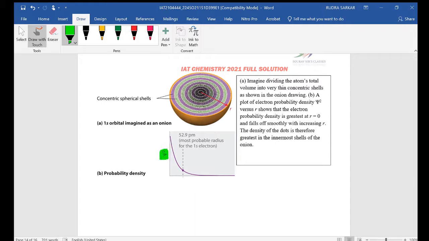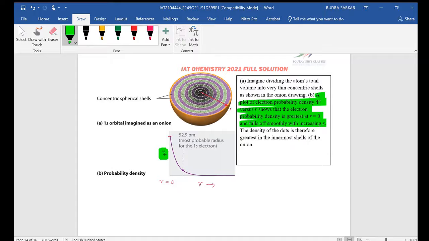In it we plot psi square with respect to r, and as we can see, when r is almost equal to 0, we have the maximum probability density from this plot. So a plot of electron probability density, that is psi square versus r, shows that the electron density is greatest at r equal to 0 and falls off smoothly with increasing r.